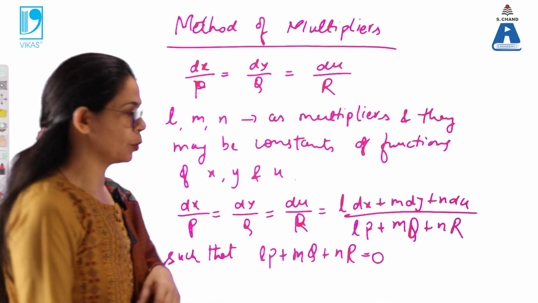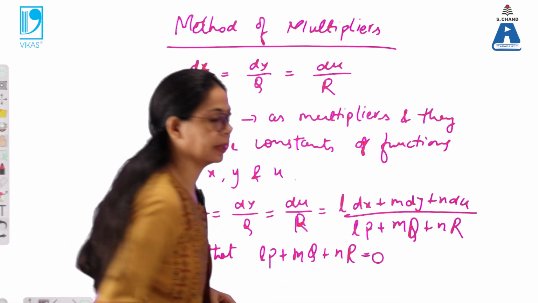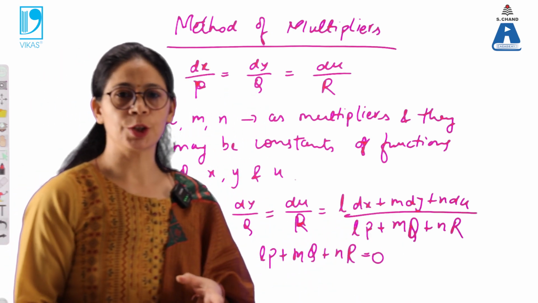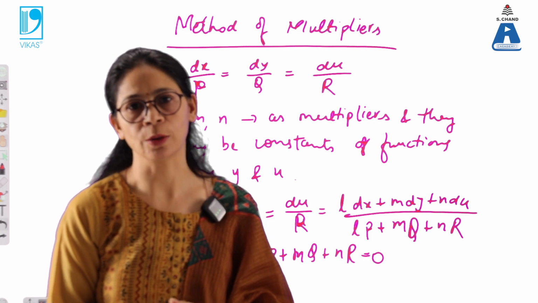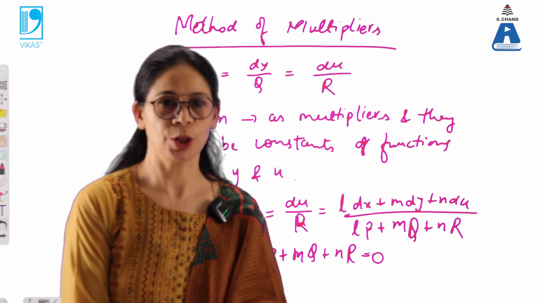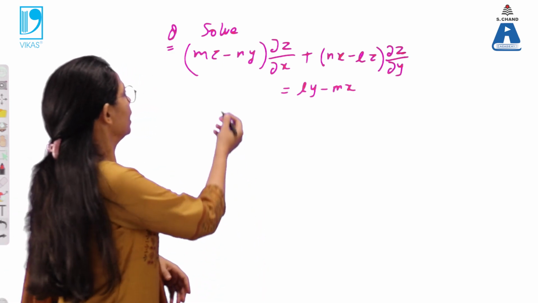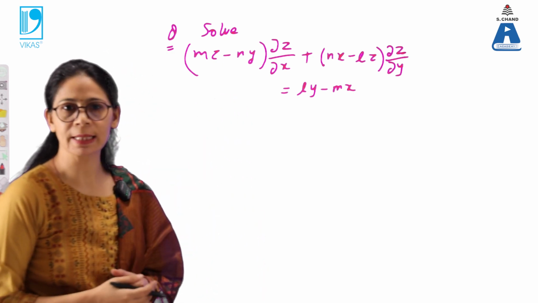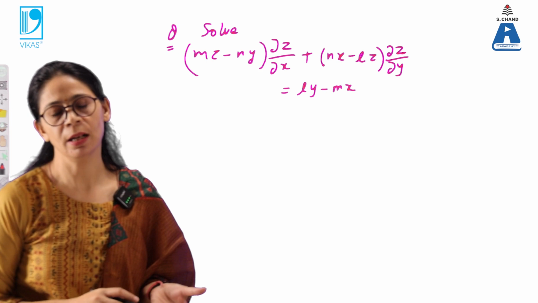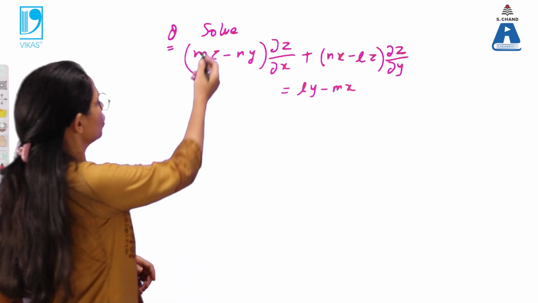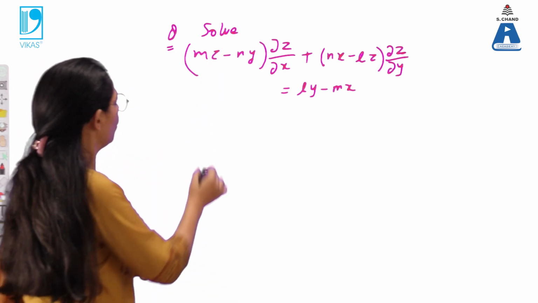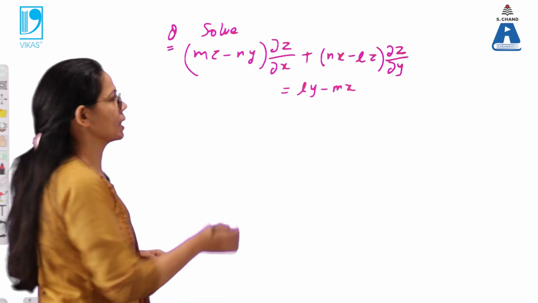Now if this is equal to 0, it will definitely give one of the relations, and that relation will be used to find the solution of the given differential equation. The method of multipliers will be made clear by taking this example. So we will solve this example by taking L, M, N as multipliers. We need to solve this differential equation, which is a first order differential equation, linear in nature.